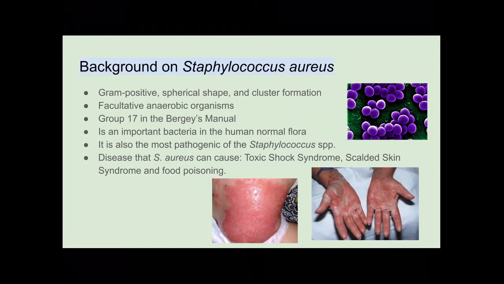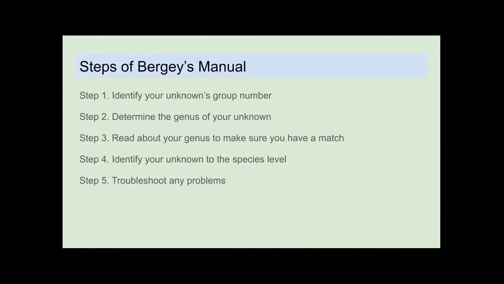Diseases that Staphylococcus aureus can cause are toxic shock syndrome, which enters into the bloodstream and can become systemic, and then also scalded skin syndrome, which is mostly in infants, and then food poisoning as well.